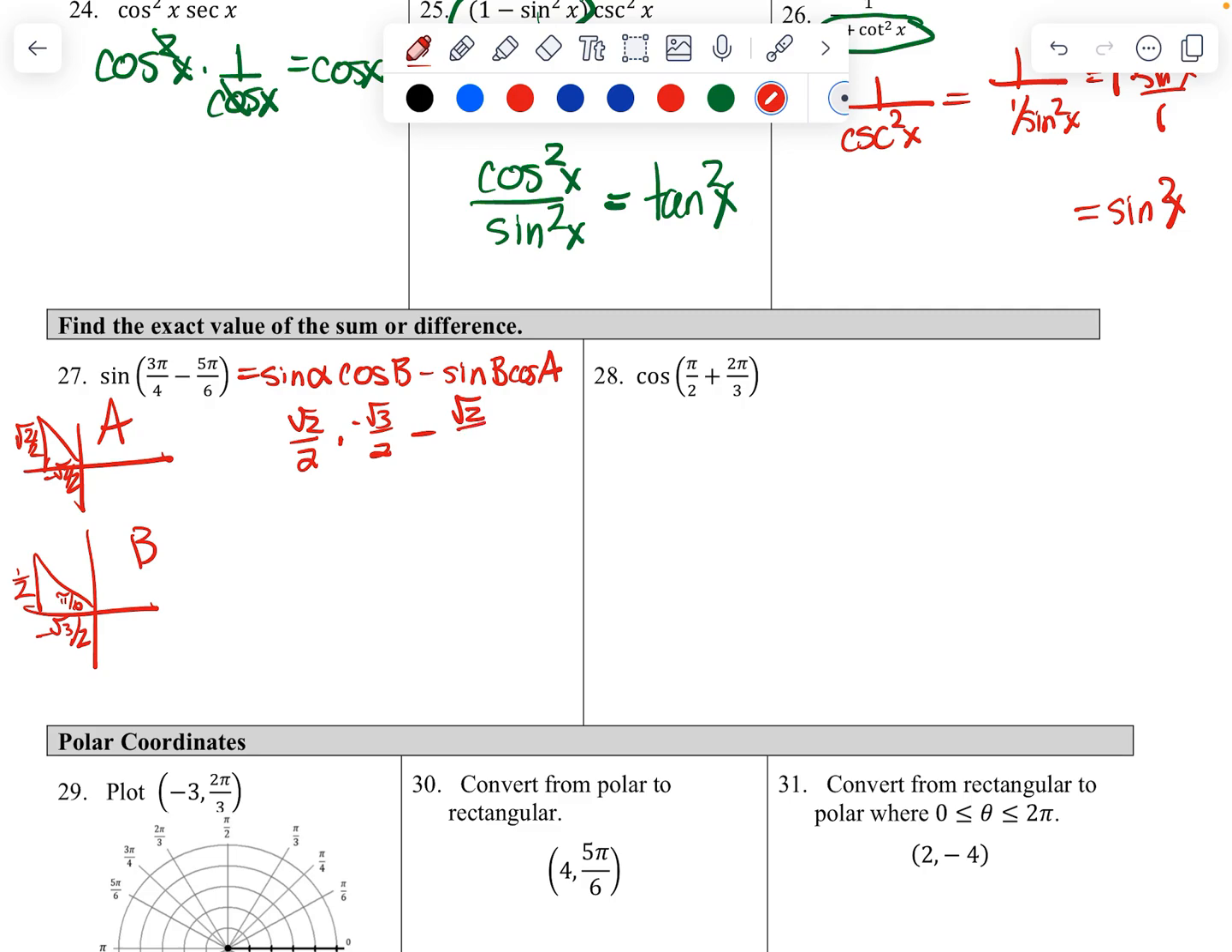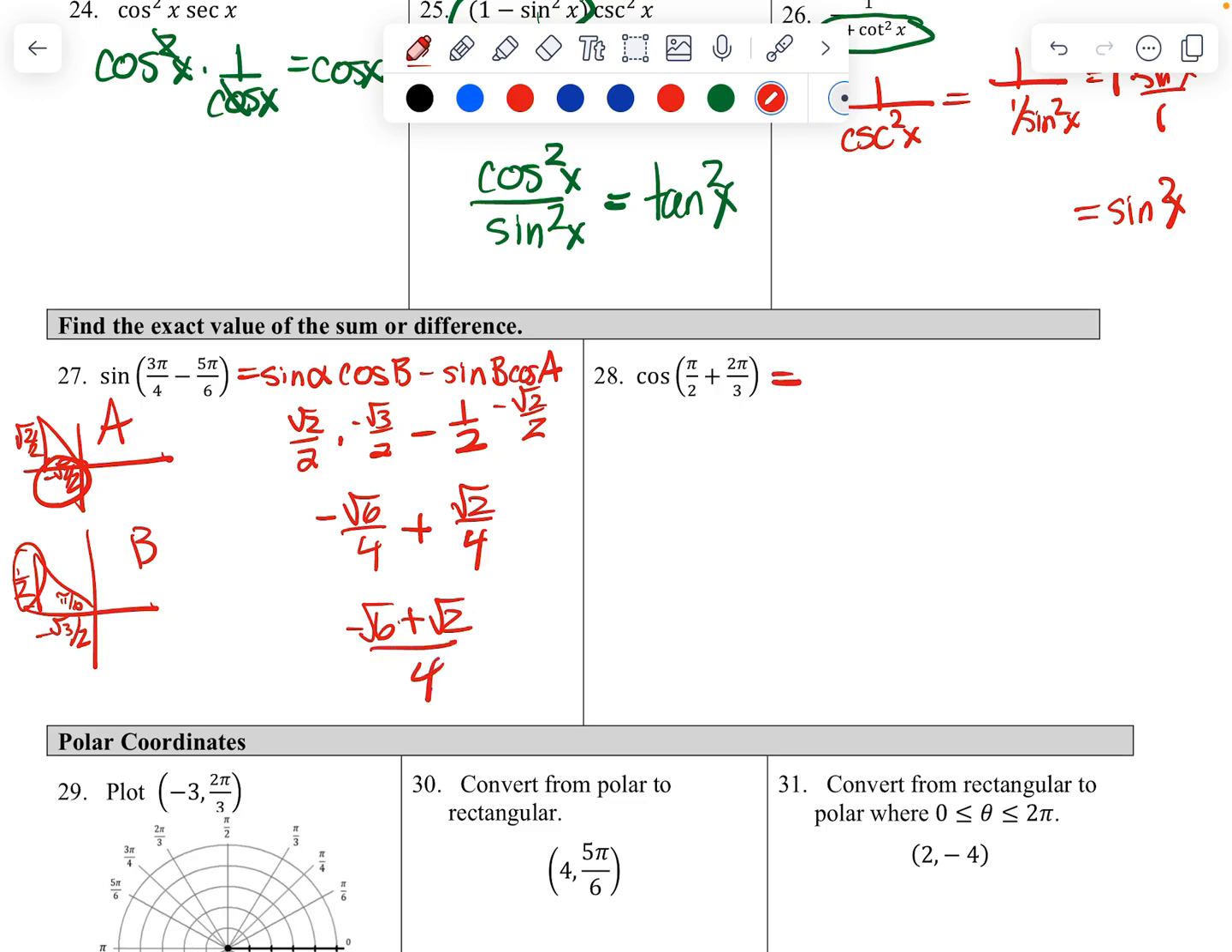Sine of beta, root 2 over 2, cosine of, nope, sorry. Did the wrong one there. So sine of beta, so that's over here, is 1/2. Cosine of alpha, negative root 2 over 2. So this is negative root 6 over 4 plus root 2 over 4. So negative root 6 plus root 2 over 4.